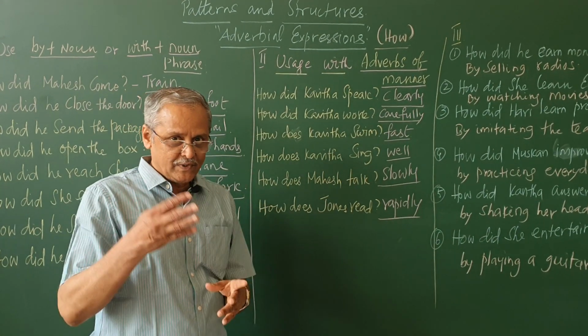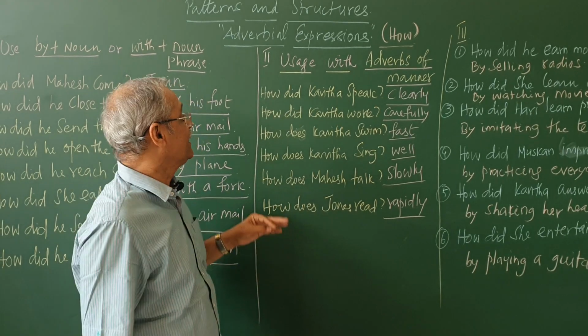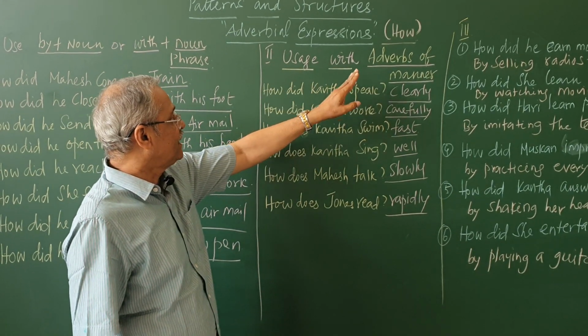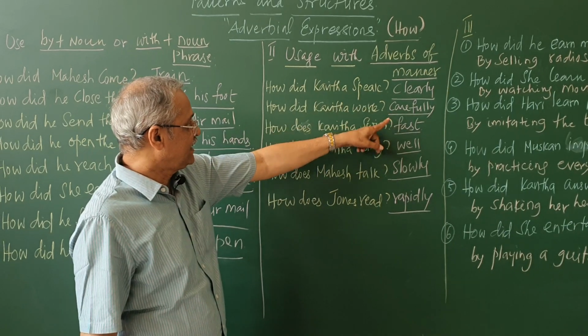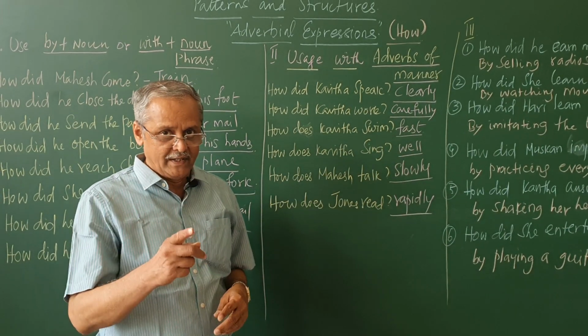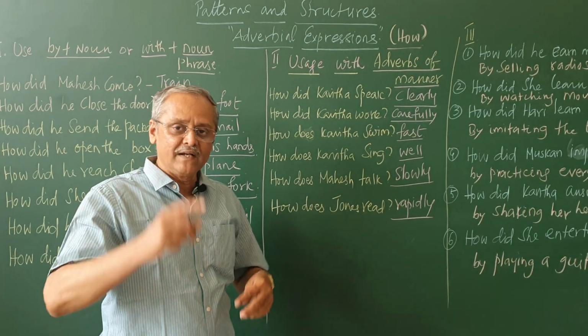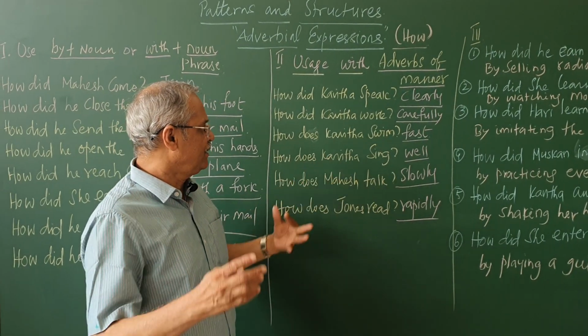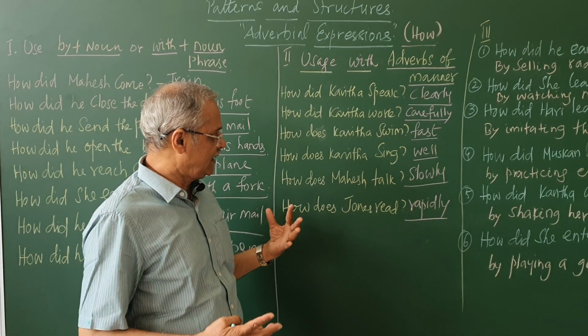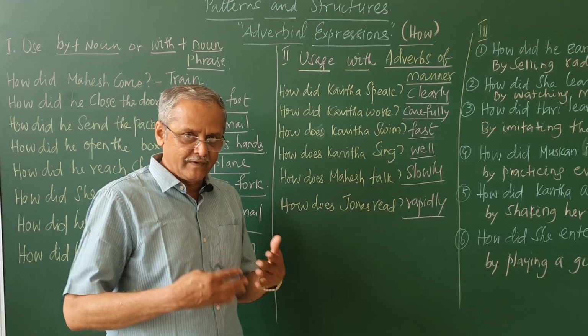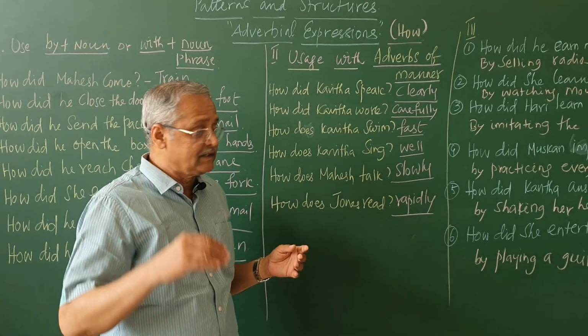The second one is answering with adverbs of manner. Whenever a question starts with how, we can answer with adverbs of manner. Clearly, carefully: how the work has been done, that is, in what manner the work has been done. Clearly, beautifully, carefully, fast, well, slowly, rapidly. These are all adverbs of manner. Already we have seen that.